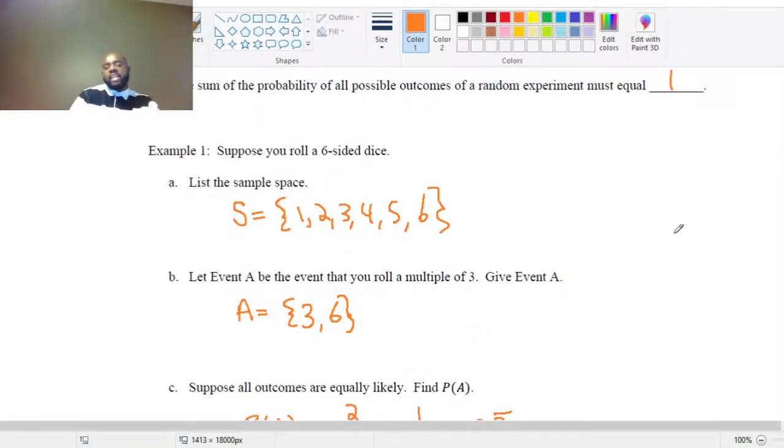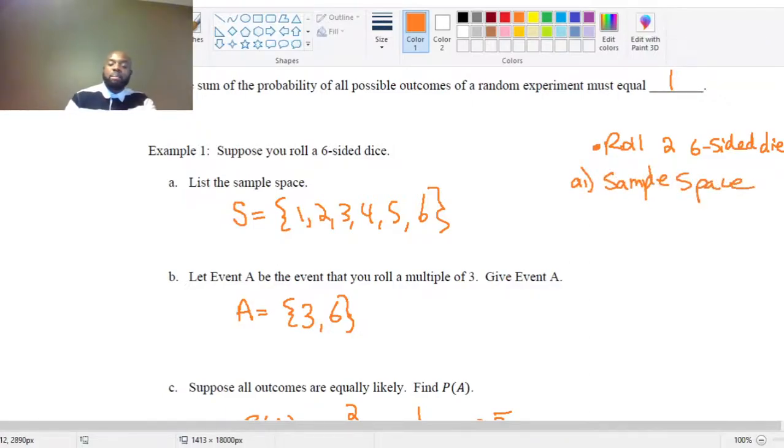Let's do another example. Let's say we roll 2 six-sided dice. Our sample space, let's do the sample space. Our sample space is going to be much bigger, right?